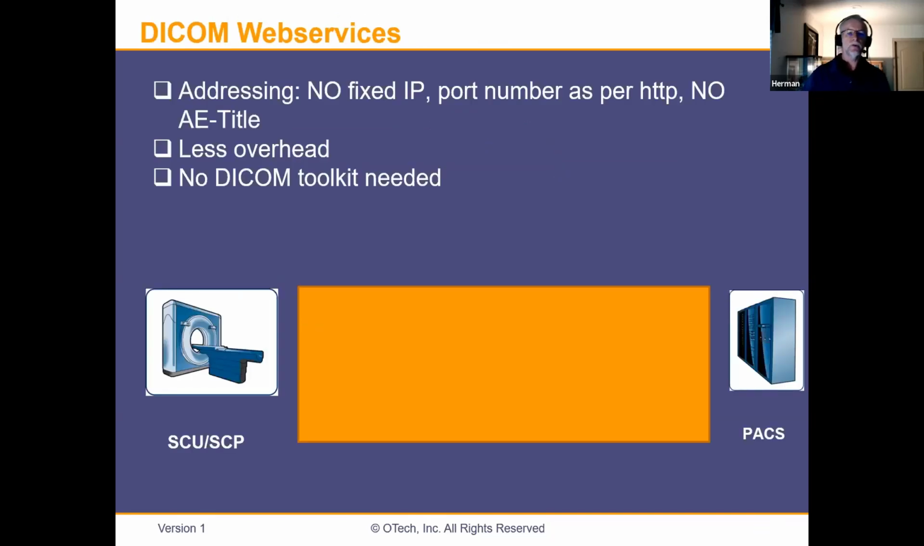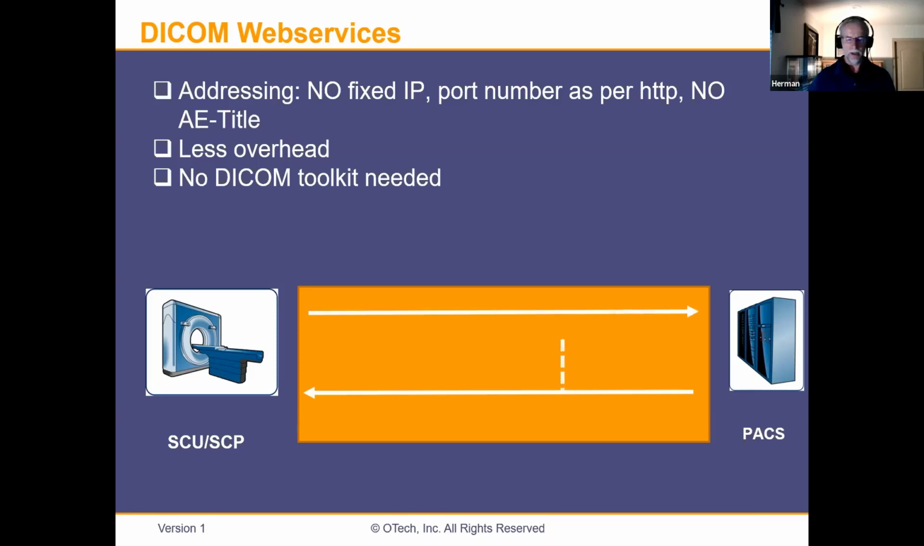in DICOMweb services, first of all, no fixed IP. Port number as per HTTP, no AE title, much less overhead, no DICOM toolkit needed, right? Basically, we have a simple request, you get OK back, and all the data would come back and forth. So much less overhead and using existing standard as well. So HTTP GET, for example, the results back.